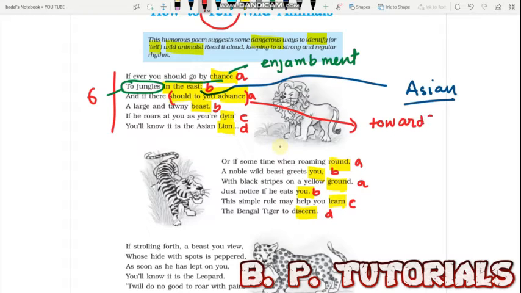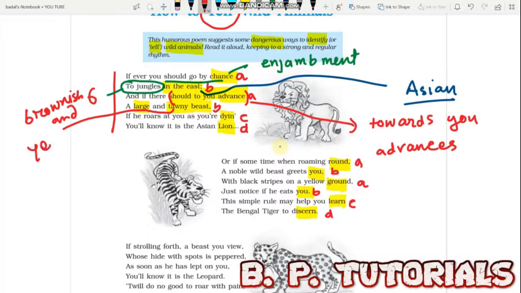towards you advances, who will advance? Take a look at the next line and you'll get to know. A large and tawny beast. What is tawny? Tawny refers to color. It is brownish and yellowish. A brownish and yellowish colored animal is called tawny. So here we say that if you go to the jungles of the east and you find that towards you advances a large and tawny beast, it's a large animal, and of course an animal with a yellowish color.